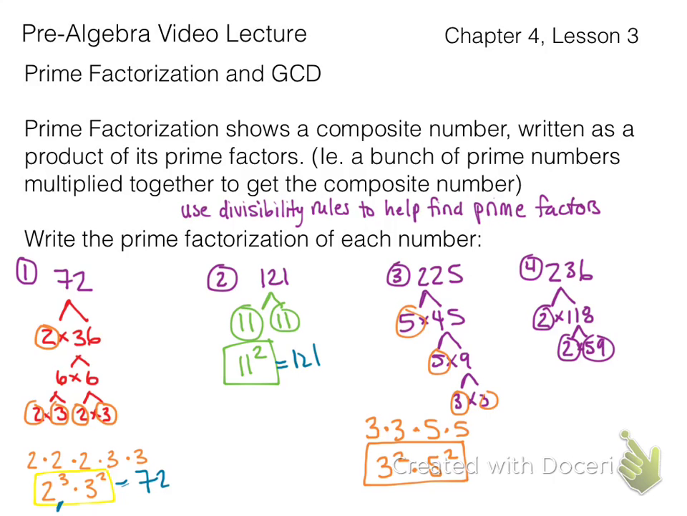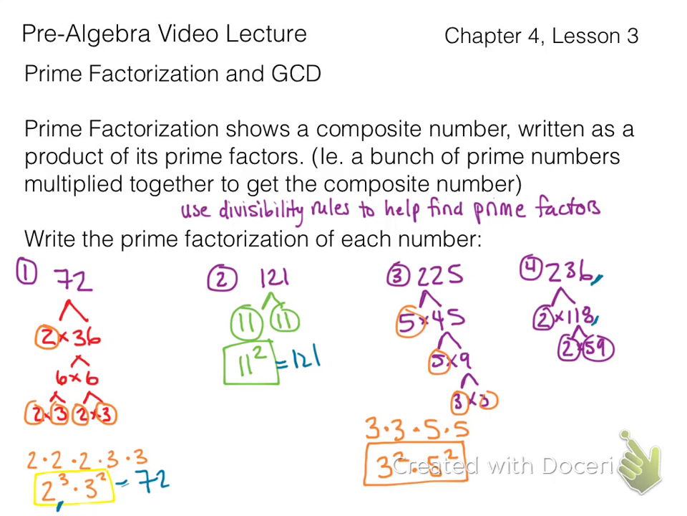All right, well, this one I kind of just broke down for you quickly. Since this ends in an even number, I know it's divisible by 2, so I divided it by 2, and I got 118. And since it also ends in an even number, I knew it was also divisible by 2.